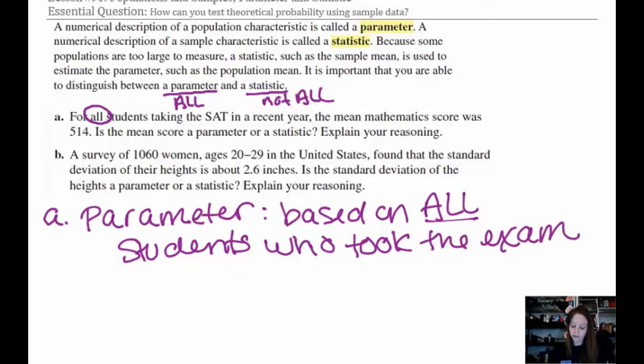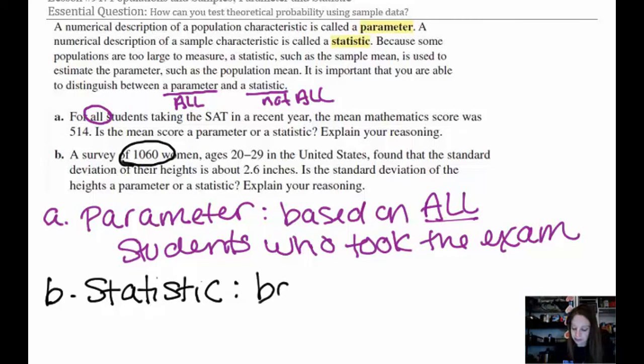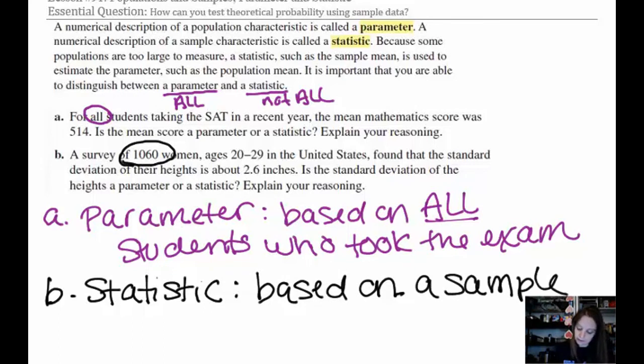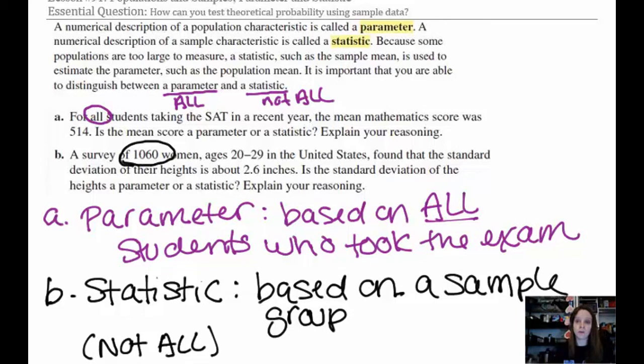For B, a survey of 1,060 women ages 20 to 29 in the United States found that the standard deviation of their heights is about 2.6 inches. Is the standard deviation of the heights a parameter or a statistic? Explain your reasoning. Well, it does not contain the word all. This is a survey of a sample of the population. So this is a statistic, because it is based on a sample group. And I put in parentheses, not all. It's not based on all women. Okay, so that was parameter versus statistic.